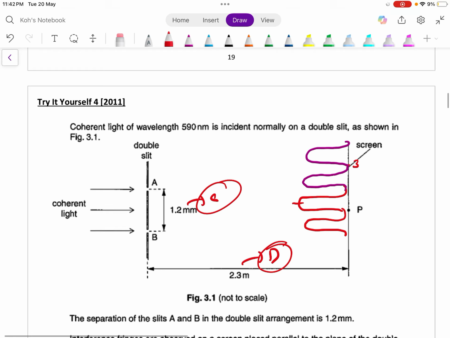Means that, for example, if I draw a few fringes, the fringe separation just means from one bright to the next bright. So this part is the so-called fringe separation. Of course, to use this formula, just ensure that the big D is much bigger than the slit separation. So that is for the very first part.